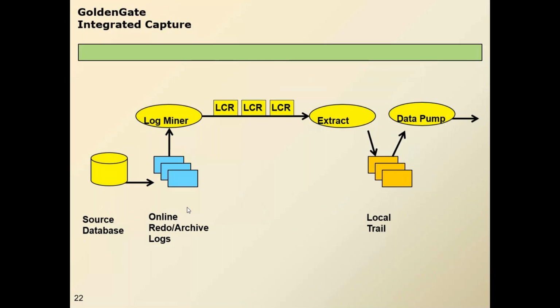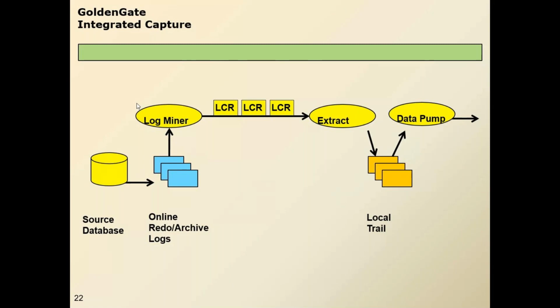Whatever transactions are happening in the database, those transactions get written into the redo logs or backup of redo logs, which are called archive logs. The copy of those redo log transactions or archive log transactions gets written into the log miner database. As soon as you register the extract process, your log miner gets created automatically. So you don't have to do anything manually, guys.